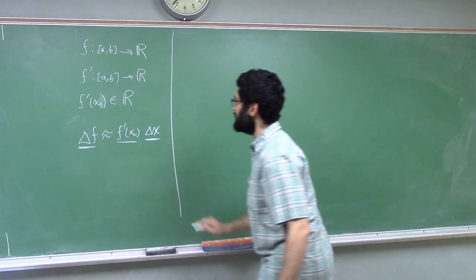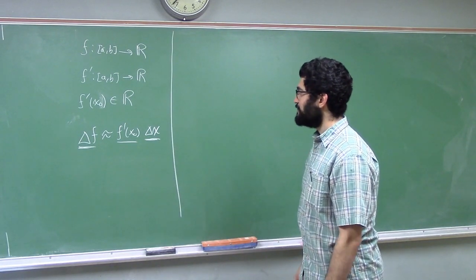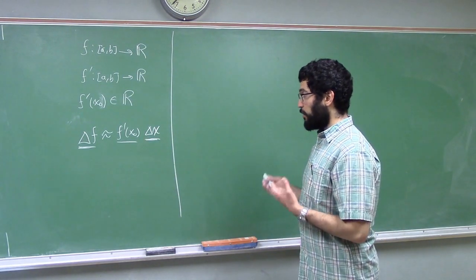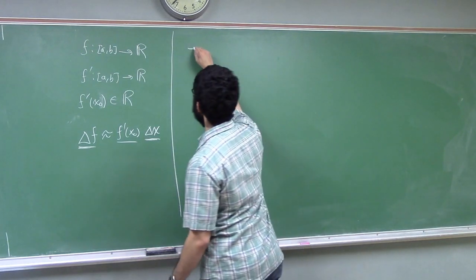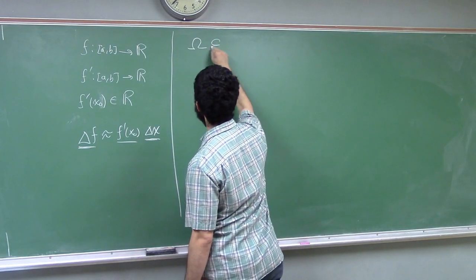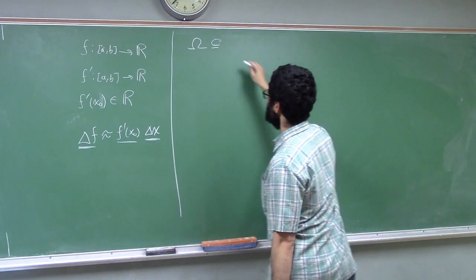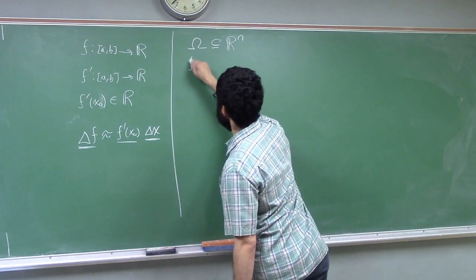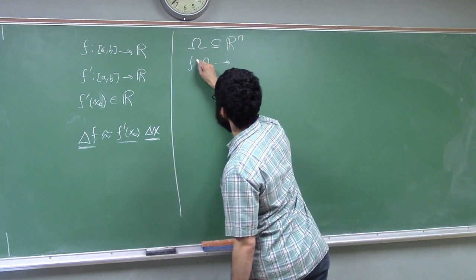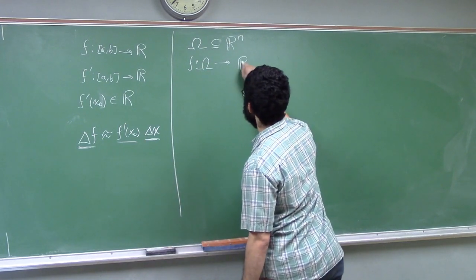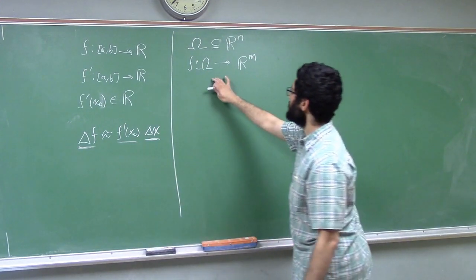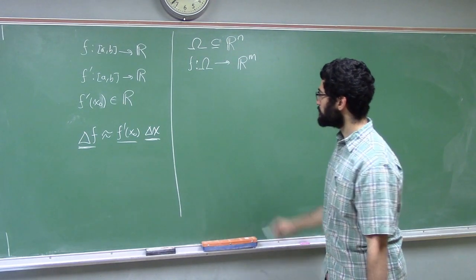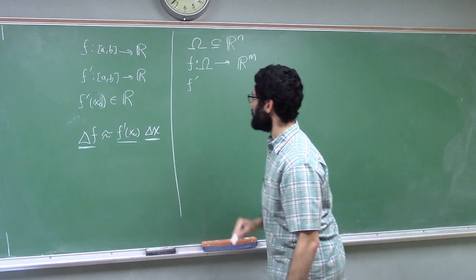Okay, let's upgrade to higher dimensions and think about what types of things different things should be. So suppose, for the domain, suppose I have omega, this is the notation Verdin seems to like, a subset of Rn. And f maps omega to Rm. So the domain of f is some subset of Rn, and f is a function you could say with m components. Then what kind of thing should f prime be?